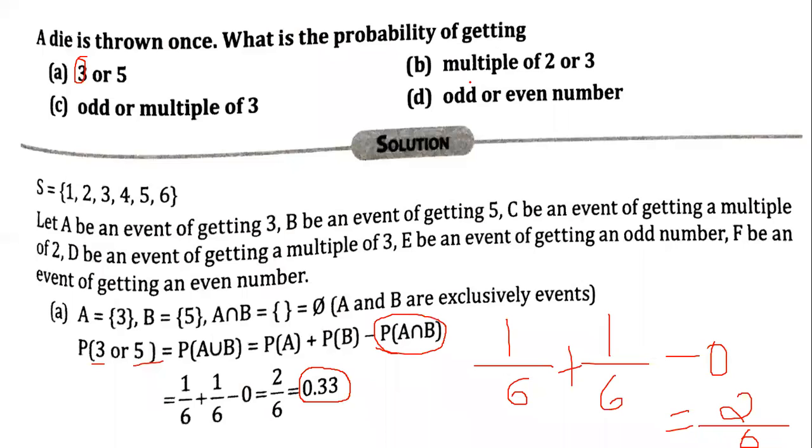Now the second question is multiple of 2 or 3. Let us read the question again. A dice is thrown once. What is the probability of getting a multiple of 2 or 3? Now what are the multiples of 2? 2 ones are 2, 2 twos are 4, 2 threes are 6. There are only 6 numbers, so I can only get until 6. Now, what are the multiples of 3? 3 ones are 3, 3 twos are 6. 3 threes are 9, which we cannot get because the numbers are only till 6.